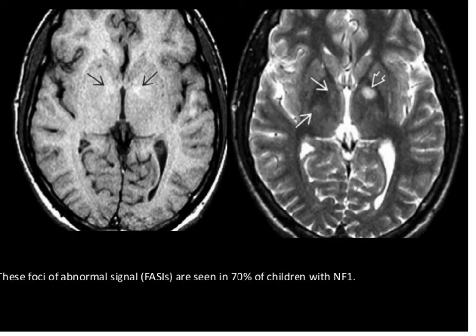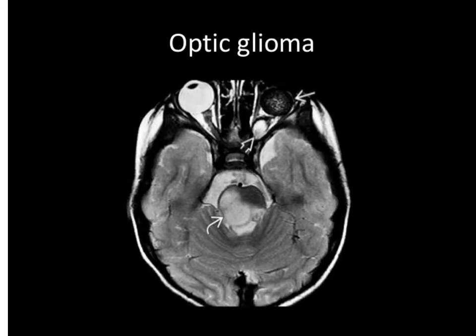These foci of abnormal signal intensity are seen in 70% of children with neurofibromatosis type 1. In NF1 you can see them as T2 hyperintense foci. Sometimes they are called unidentified bright objects. Also, optic glioma is a real condition. They appear low in T1 and high in T2, and when present, are mostly characteristic of neurofibromatosis.